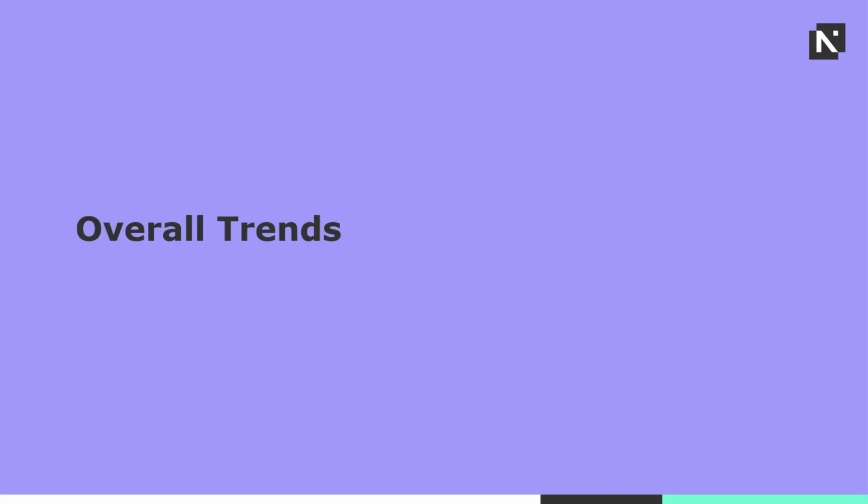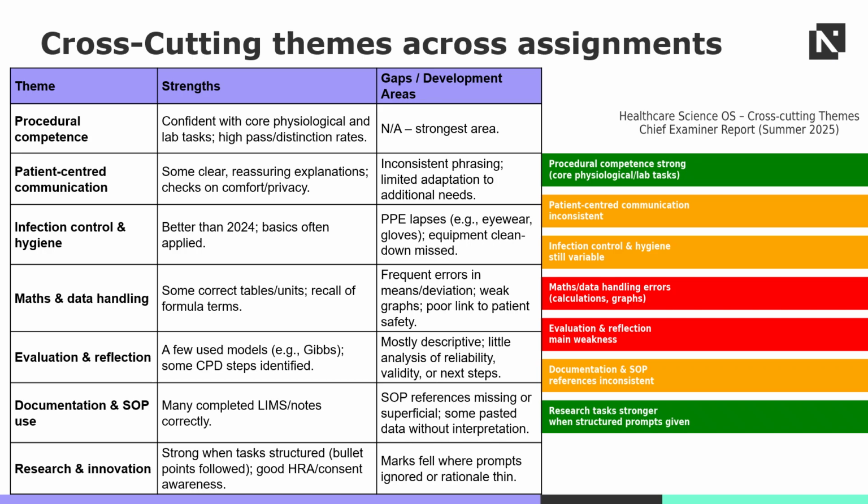So we'll now step back and look at the overall trends across assignments. This helps us see the bigger picture, the strengths that are consistently emerging, but also the persistent weaknesses that we need to address through teaching and support. So this slide puts together the cross-cutting themes that came out of the examiner and moderator reports.